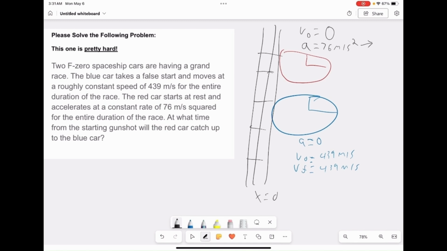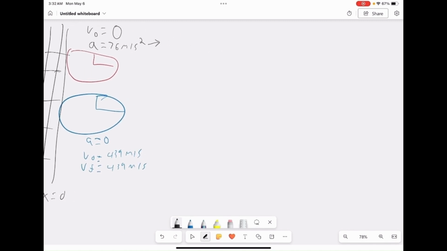Okay, we want to know at what time the red car will catch up to the blue car. So we're looking for a t in this question. All right, so let's try to think about this. These two cars start from the same spot. The blue car gets a false start, so it starts with a velocity. The red car is going to be able to accelerate up to the blue car.